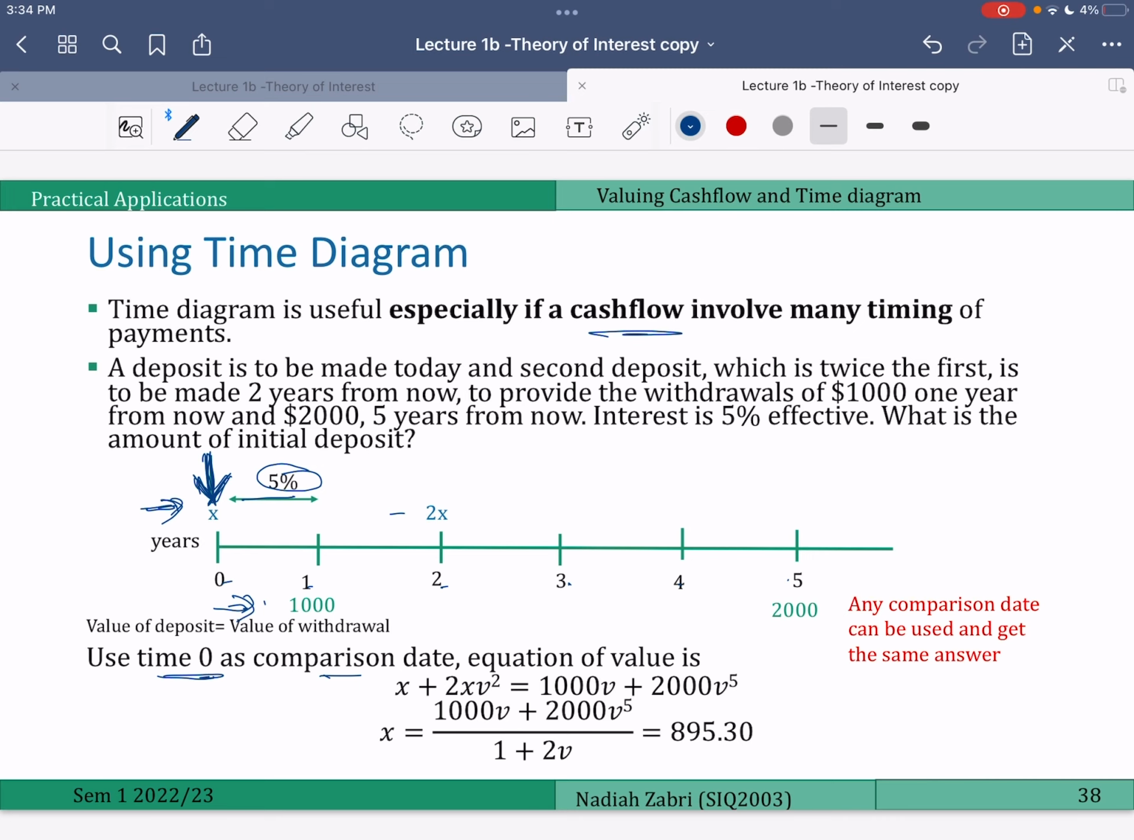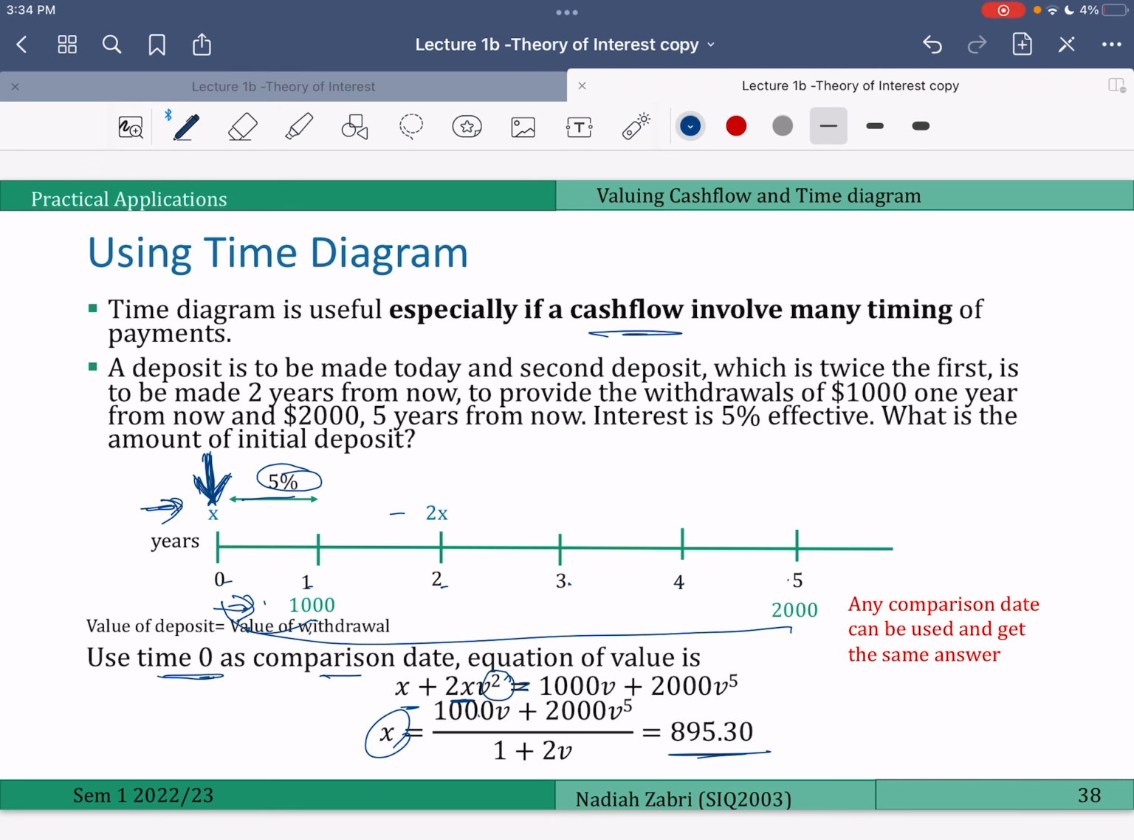So you see, x plus 2x discounted to time 0 is equal to 1000 discounted to time 0 plus 2000 discounted 5 years to time 0. So you will solve for x by doing this.